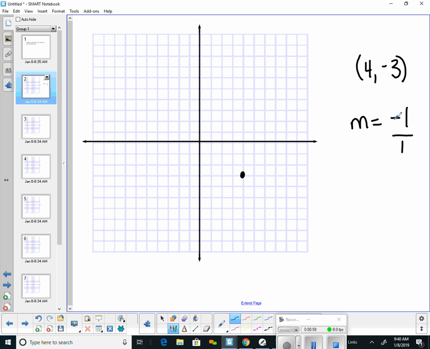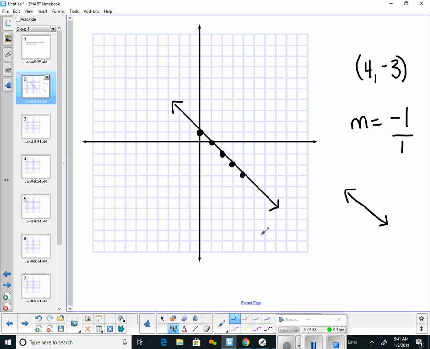Now, negative tells me that we're moving to the left. So visually, this is what my graph is going to look like. It's going to lean to the left. So that means I'm going to rise 1 and run 1, and put a dot. Again, you're going to do the same thing from that new dot. Rise 1, run 1, put a dot. From that point, rise 1, run 1. Okay, then you're going to draw a line through those points and put your arrows on it.